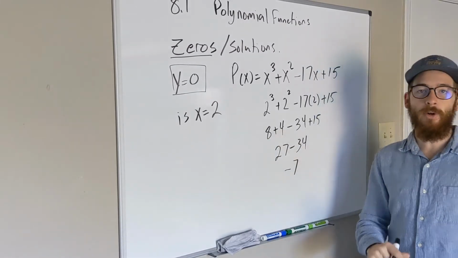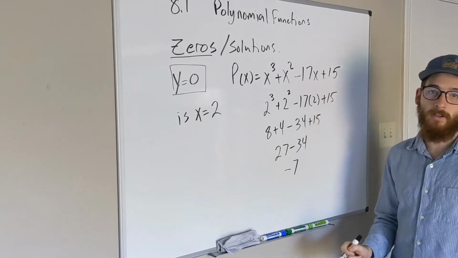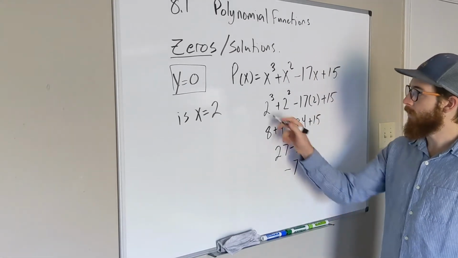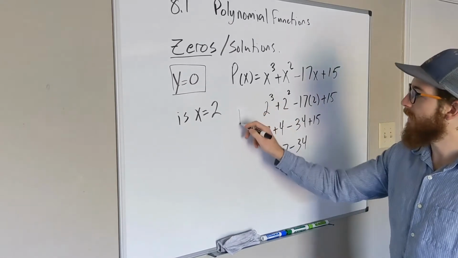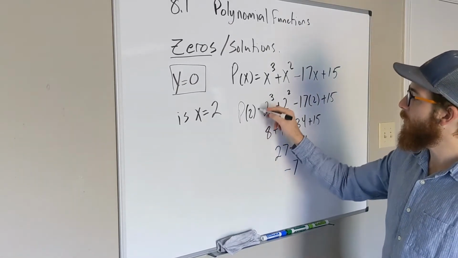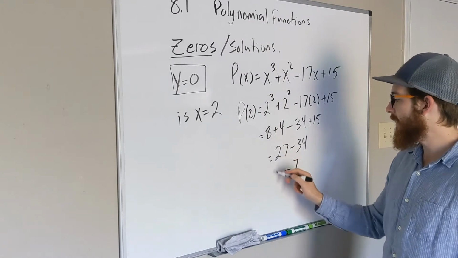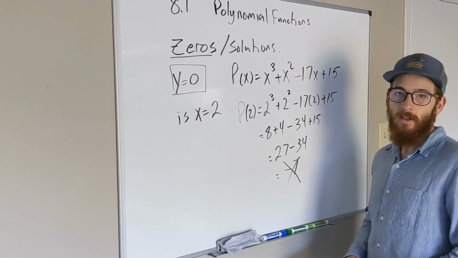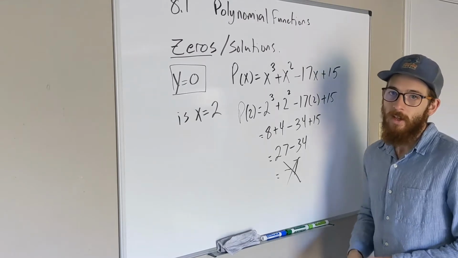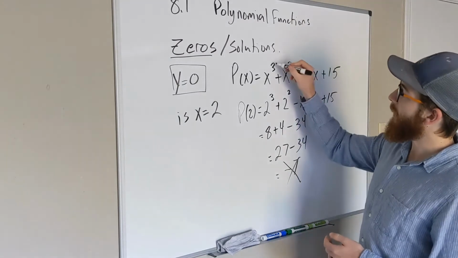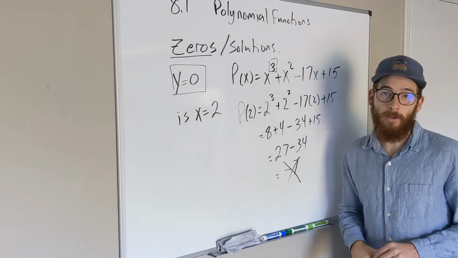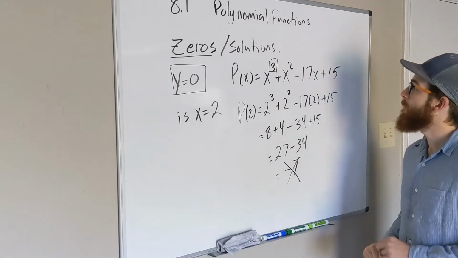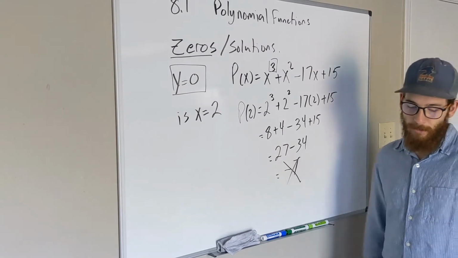So is 2 a zero for this function? No, it's not, because we didn't get 0. Whenever I did p of 2, I did not get 0. So it is not a zero for this function. Now there are some, matter of fact there are 3, because the power is 3, but in this case I'm not going to go any further with this problem.